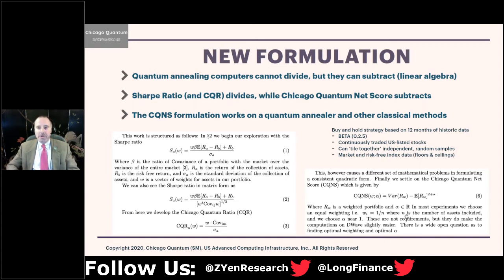They add and subtract. And so over to the right, you see the Chicago Quantum Net score takes the variance of that weighted portfolio and subtracts the expectation of the return of that portfolio raised to a power. In this case, 2 plus alpha, where alpha originally equaled 1 and has varied as high as 2. Next slide, please.